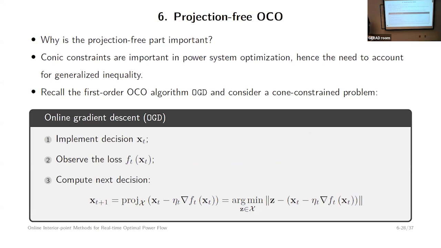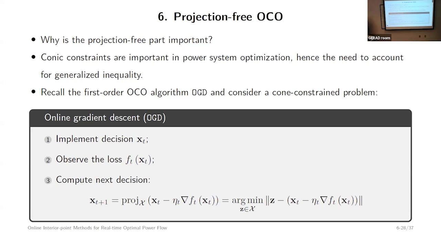So now, just before moving to a numerical example, I want to discuss projection. Why am I so proud of being projection free? Great. Okay, let's take time. So as we mentioned, conic constraints are important in power system operation because they provide us with a good approximation of the problem while still keeping the tractability of the problem. Hence, we need to be able to account for generalized inequalities.